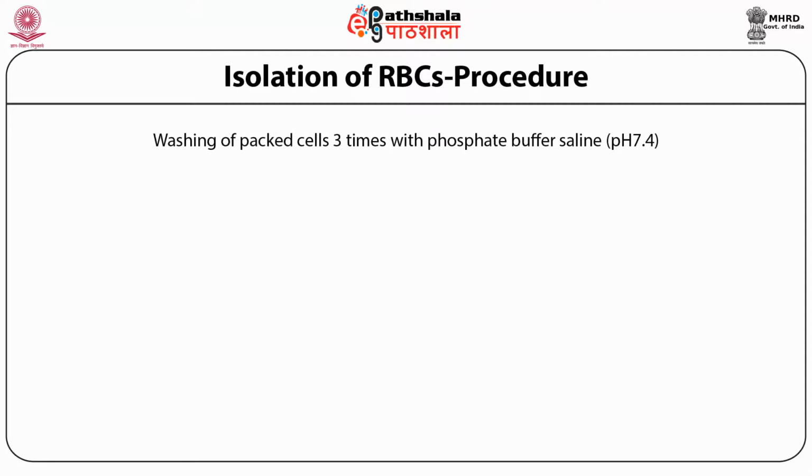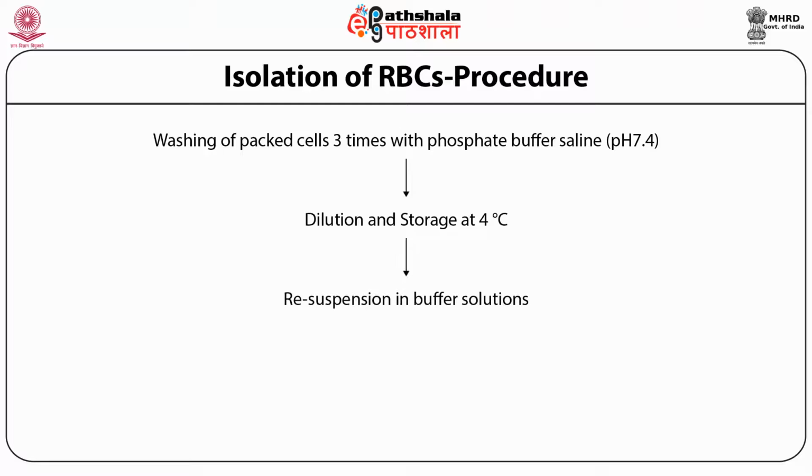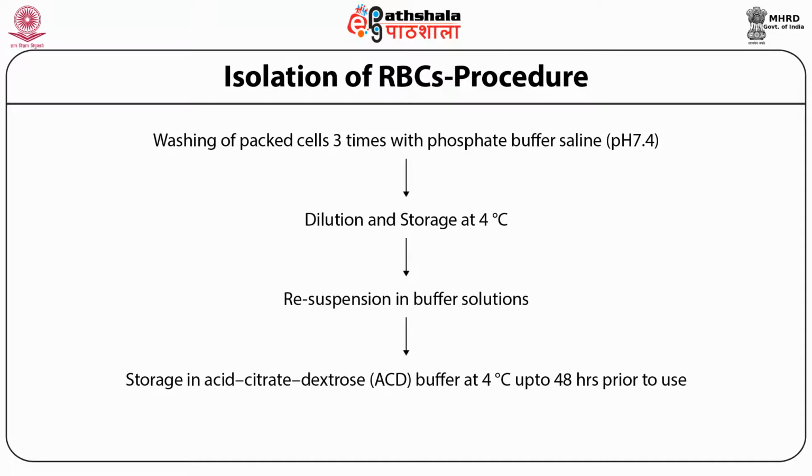The packed cells are washed 3 times with phosphate buffer saline of pH 7.4, then diluted and stored at 4 degrees Celsius. Then these cells are resuspended in buffer solutions, and afterwards stored in acid citrate dextrose buffer at 4 degrees Celsius for up to 48 hours prior to use.